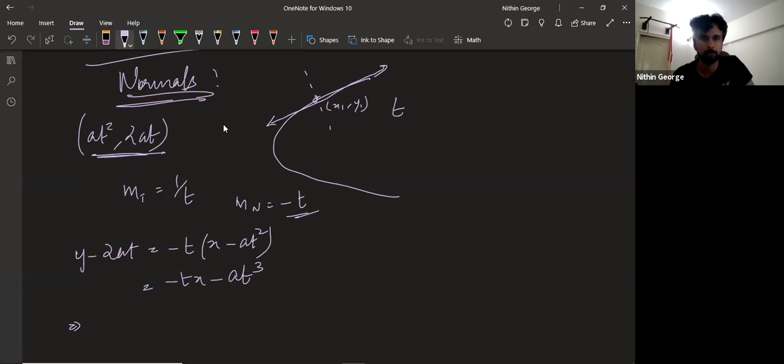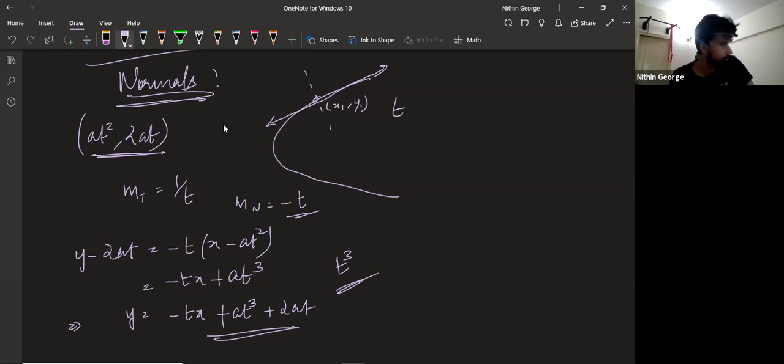So you can further write this. Now, y is equal to minus tx minus at cube plus 2at. Sorry, this becomes plus at cube plus 2at. So you have to understand, you get a cubic in t.